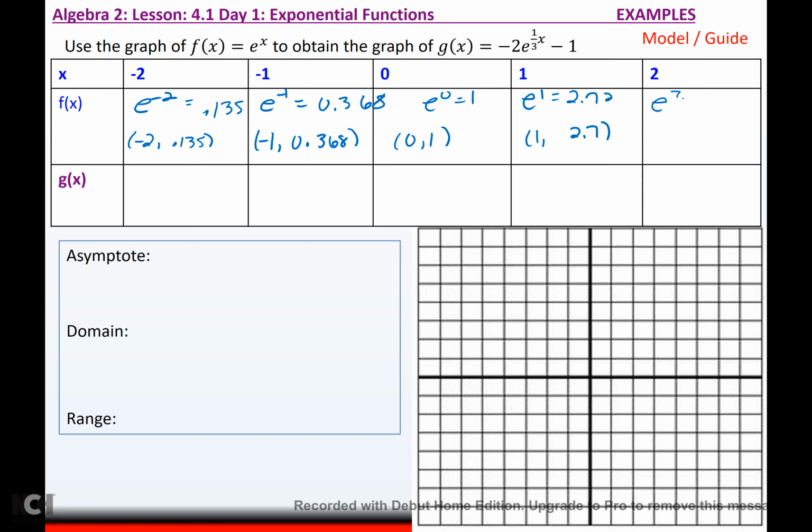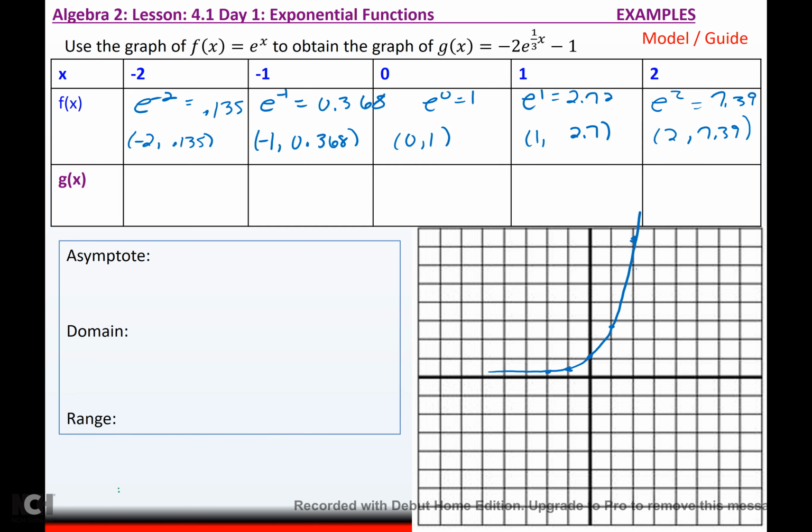And e squared would be e to the 2, 7.39. So if I graph the mother function: negative 2, 0.13; negative 1, 0.3; 0, 1; 1, 2.7-ish; 2, 7.39. There's e to the x. Okay? So now we've got all kinds of stuff going on here.